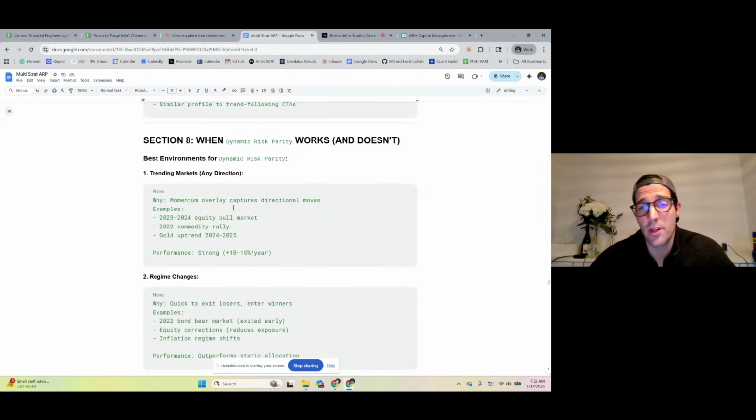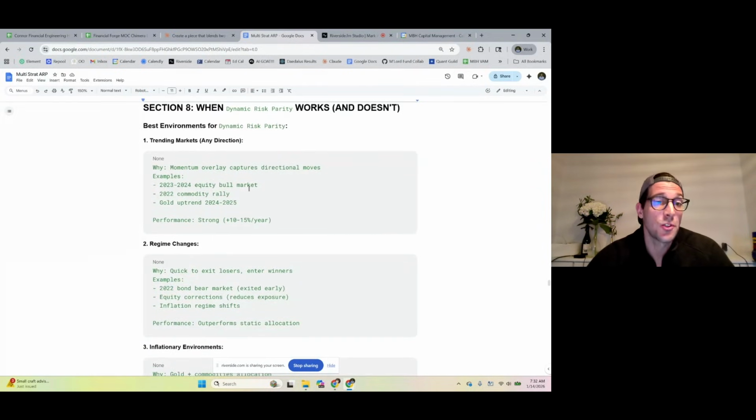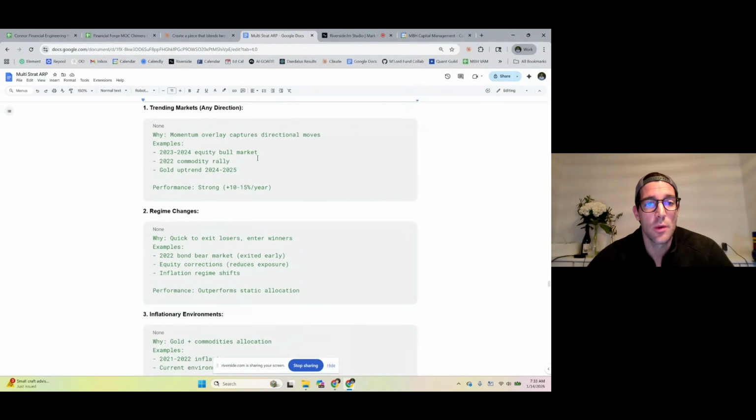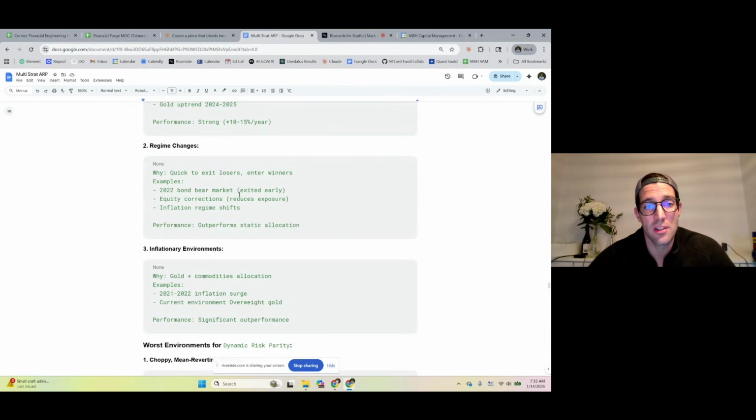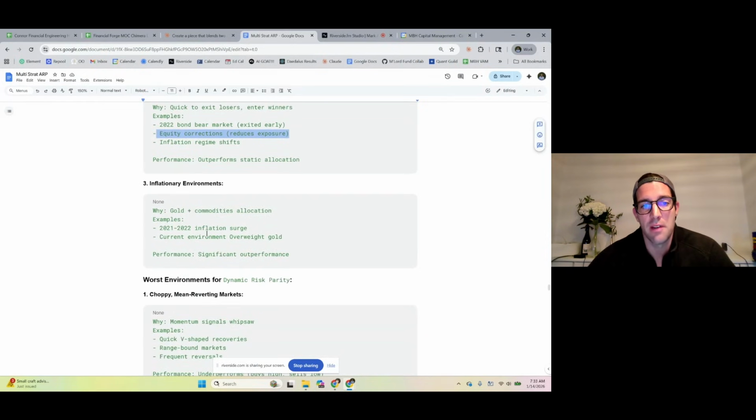And then when does this work and when does this not work? An example is a trending market, which is 2023 to 2024, commodities rallying in 2022, and basically gold from now, very strong performance. Regime changes, it'll also outperform just because we're exiting losers, which is getting out of bonds in 2022. Equity correlations change, more inflation risk. And then obviously inflationary environments, that brings down equities and we'll get into other stuff.